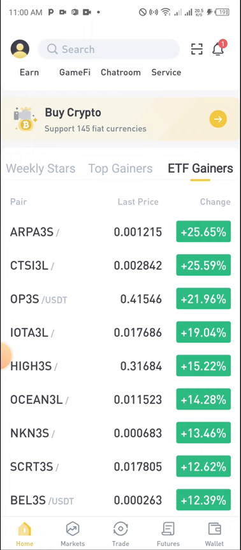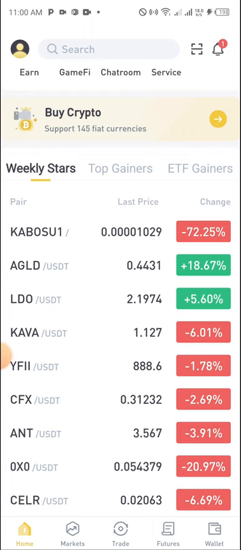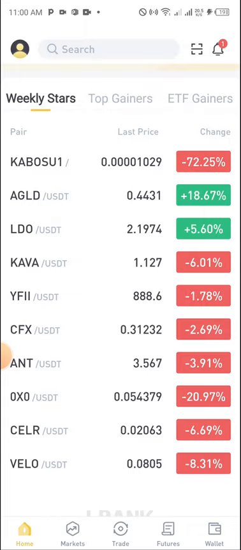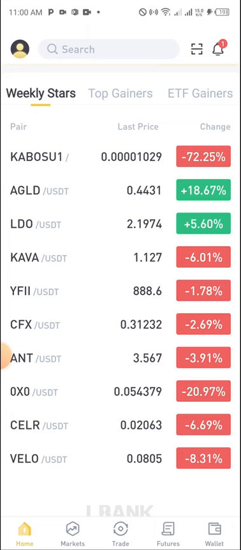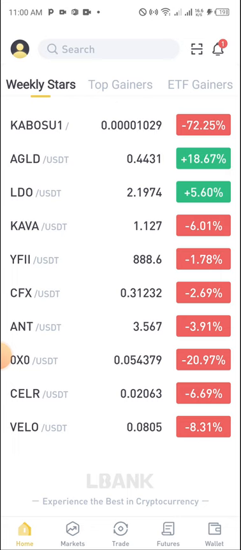All right, so for the weekly stars here, you can see these pairs have actually gained a lot of momentum during the week, and these are actually the star pairs that a lot of persons are trading currently as we speak. All right, so it's an amazing exchange, by the way, and you can key into this.